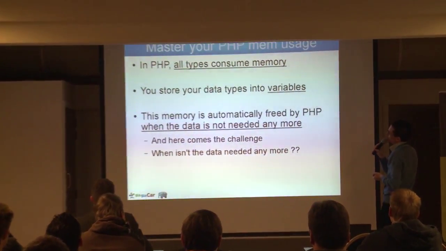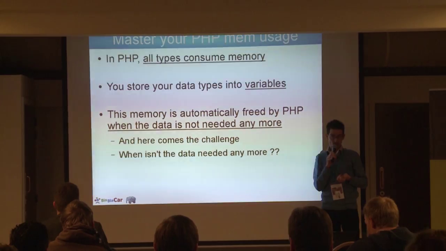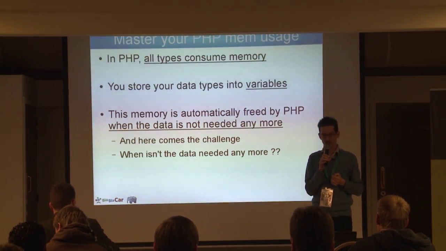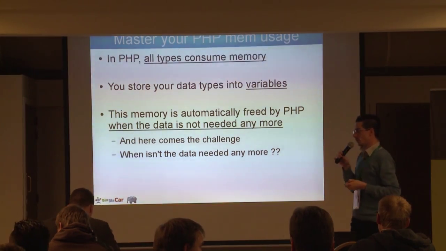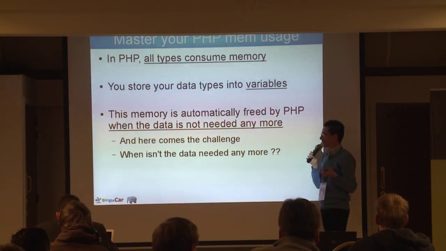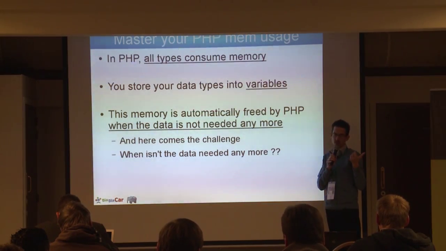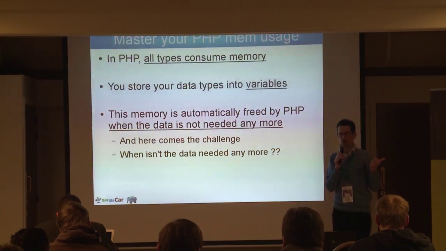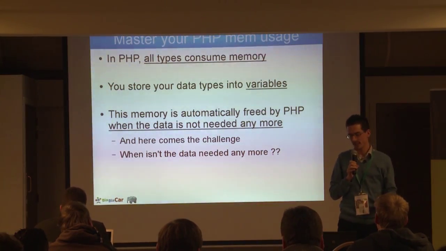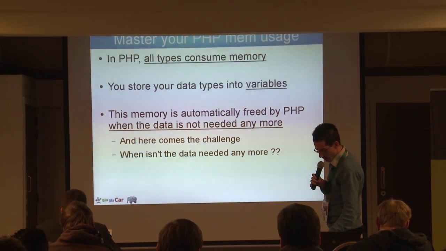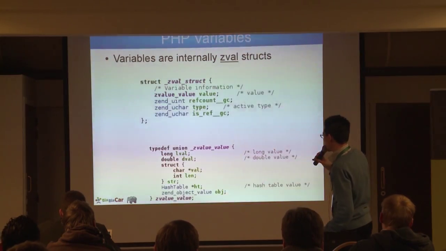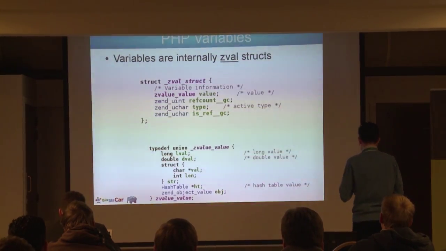So memory is mainly consumed by variables, dollar A, dollar B, dollar C. Every time you use a variable, you will allocate memory for it. And when the data in the variable is not needed anymore, PHP will free the memory. Knowing when it will free it is not very easy to compute. So I prepared some slides to show this.